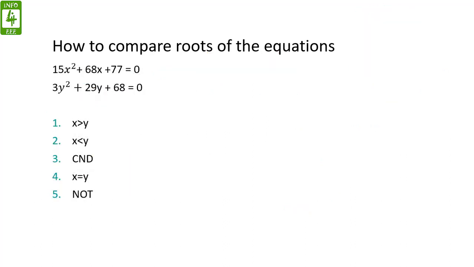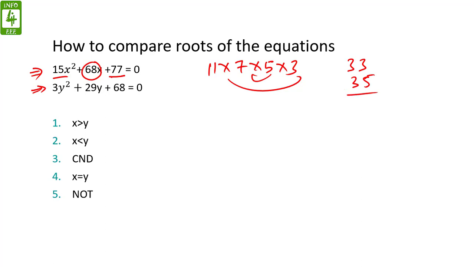Let's see a second question on the same point. In this question, the equation seems a little complex. What you can do here is break these into prime numbers. So this is 11 into 7 into 15, we can say 5 into 3, and you can multiply in such a way that the sum of these factors should give you this one. So what if we try 33 and 35? It gives me 68, right? So it worked.